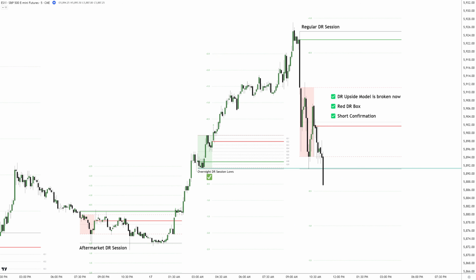Let's return to the DR model. What do we have here? The confirmation candle has violated the overnight DR session lows, breaking the DR upside model. This shift allows us to focus on potential short setups.